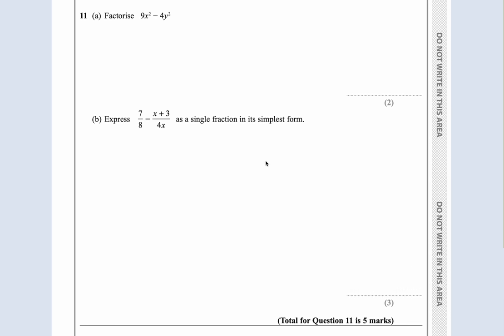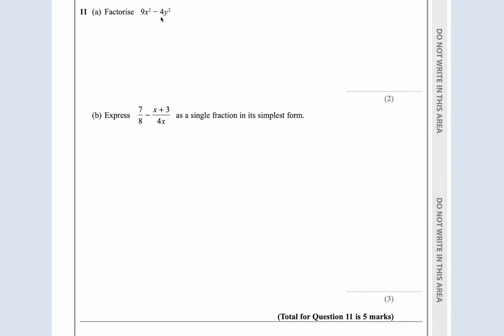Okay, question 11, factorize. This is a difference of two squares, guys. 3x squared minus 2y squared. When you've got something squared minus something squared, you can just go straight to 3x plus 2y, 3x minus 2y.